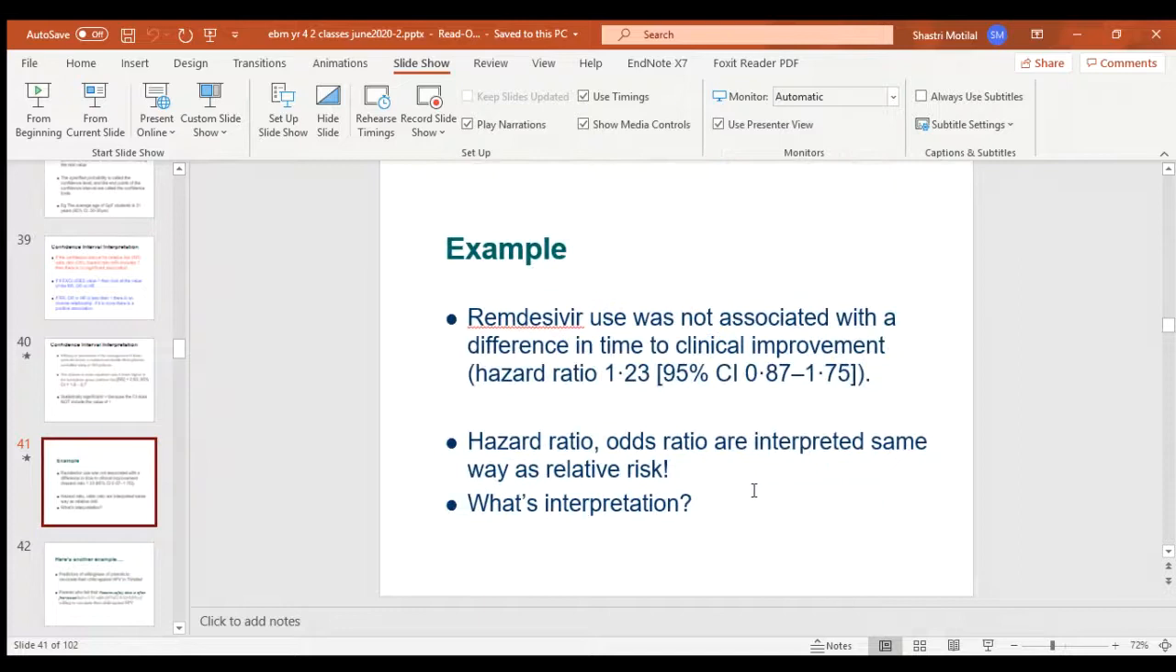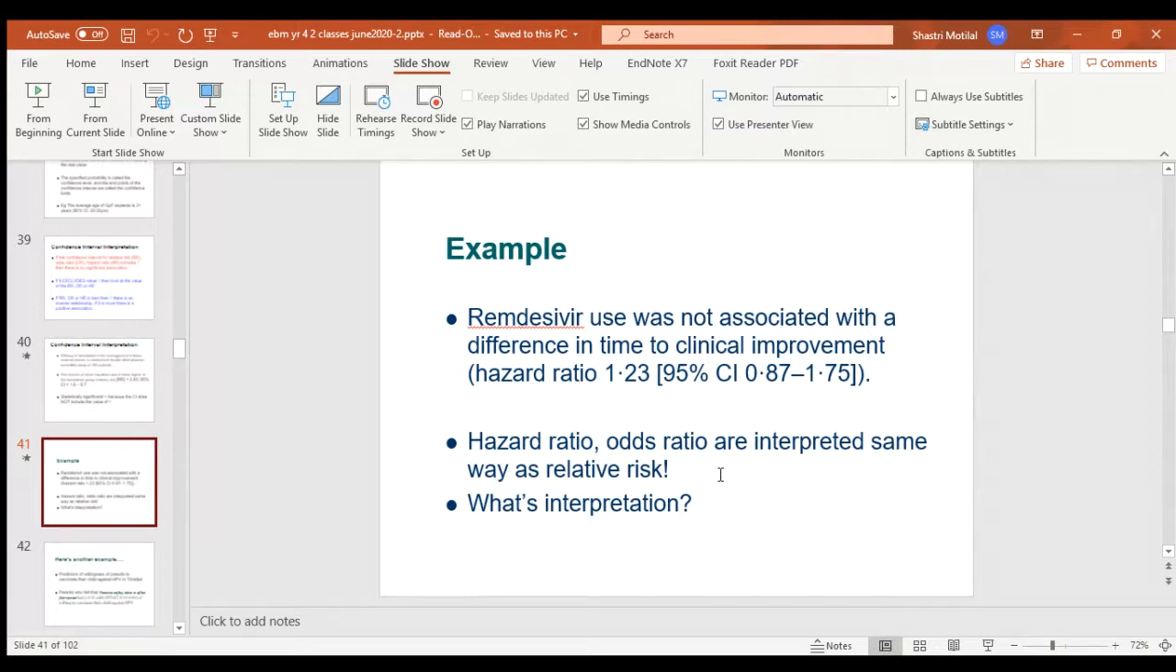Look at this example. This was actually from the remdesivir trial, the one that I showed the baseline characteristics for. Remember the trial where they gave people remdesivir to see if it would help people with COVID-19? What they reported on was a hazard ratio. And we said hazard ratio, odds ratio, and relative risk are all interpreted the same. Based on this hazard ratio presented, 1.23, and the 95% confidence interval of 0.87 to 1.75, tell me what's the interpretation. Does remdesivir work compared to placebo?